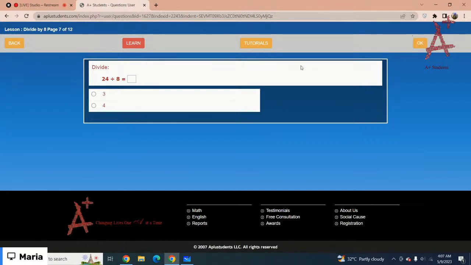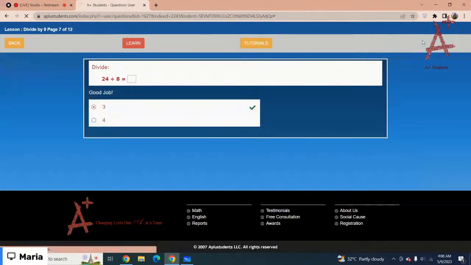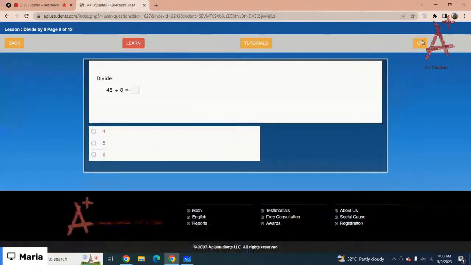Yes, 8 times 3 is 24. So the correct option is 3. 48 divided by 8, you have to count 8 until 48. So which is the correct option?